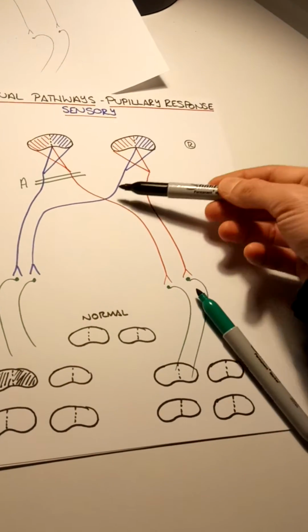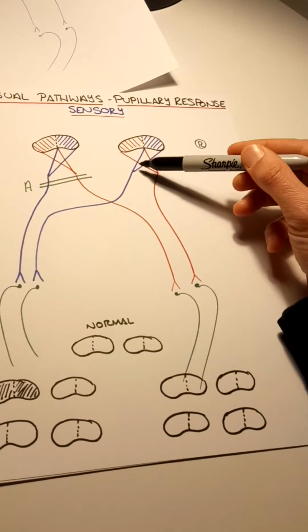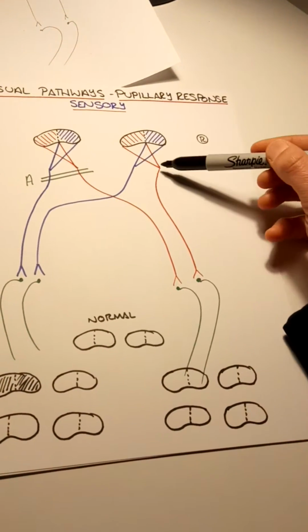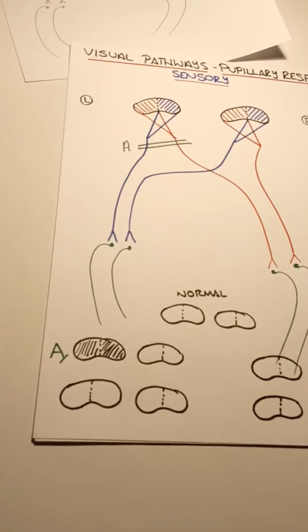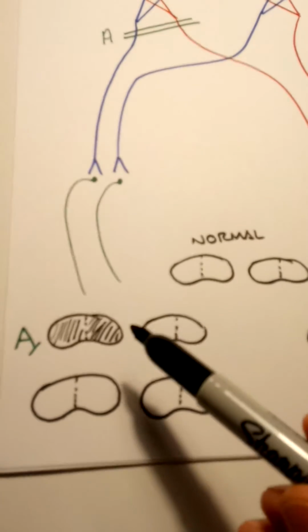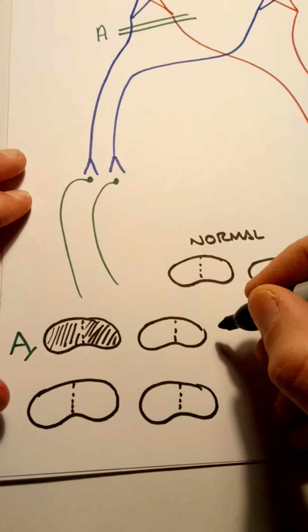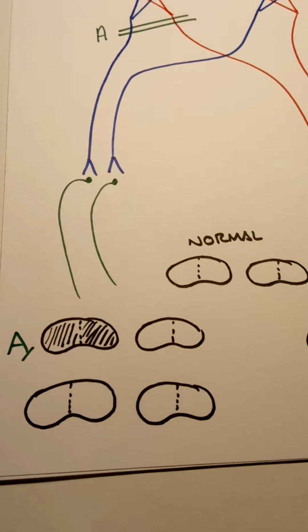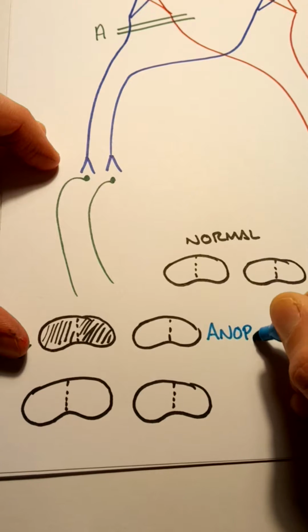Does it affect this side? That's getting through. That message is getting through. So no, it doesn't affect the right-hand side at all. So lesion A, we're going to lose the sight in our left eye. And that is called anopia.